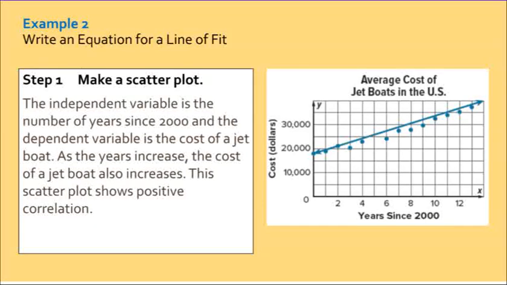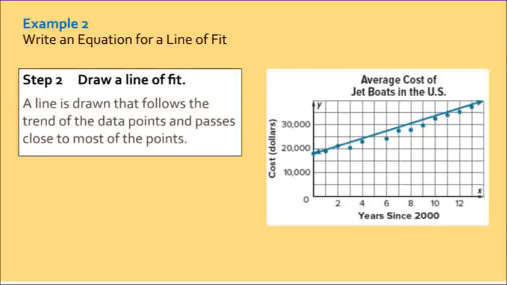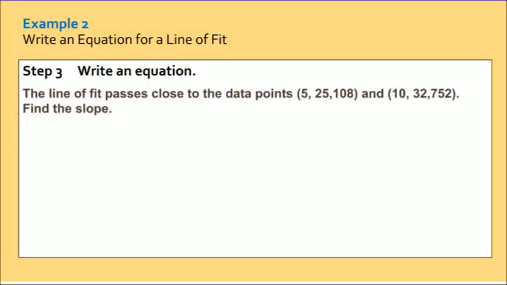So once you make the scatter plot and you draw your line of fit, the line that follows the trend of the data points and passes close to most of the points. Doesn't have to be all of them, but it has to go according to what the data shows. Step 3, we're going to write an equation of a line of fit that gets just close to the data points. And we have some points that we're going to use.